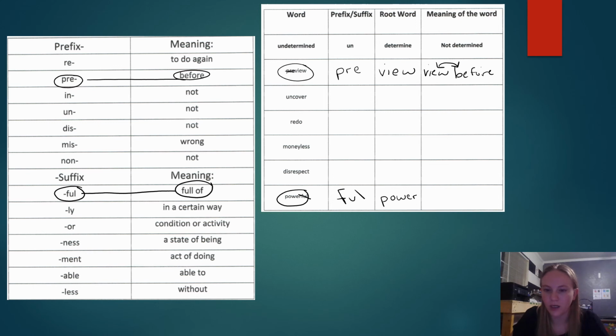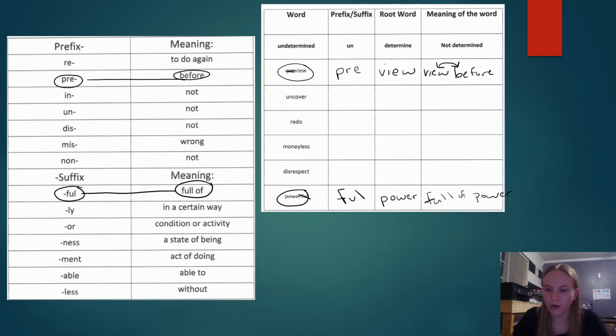Full of. So does full of power sound right to you? Or should it be powerful of? You're right, probably full of power. So we're just going to fill that in our chart right there. Full of power. Very good. Now, I want you to try the rest on your own.